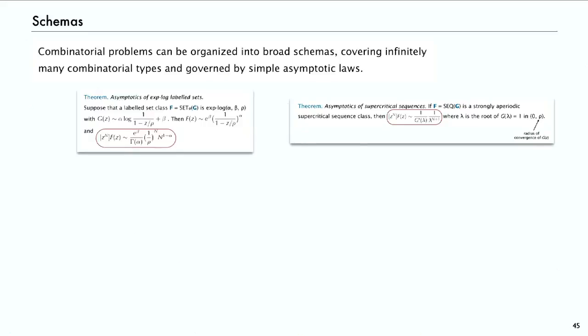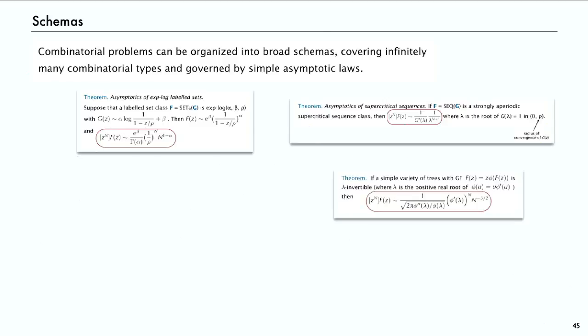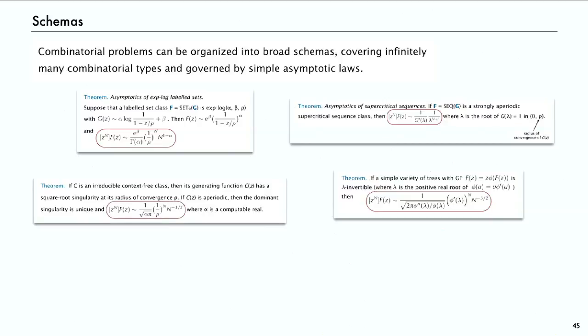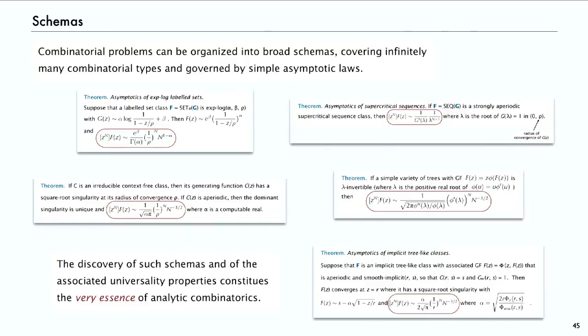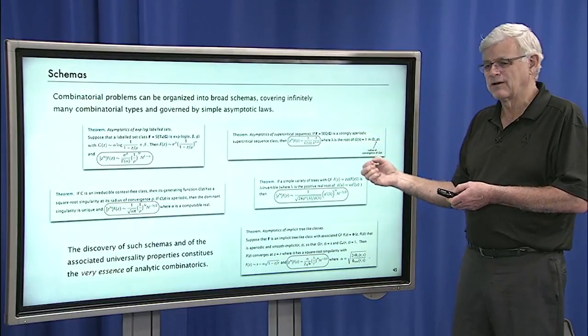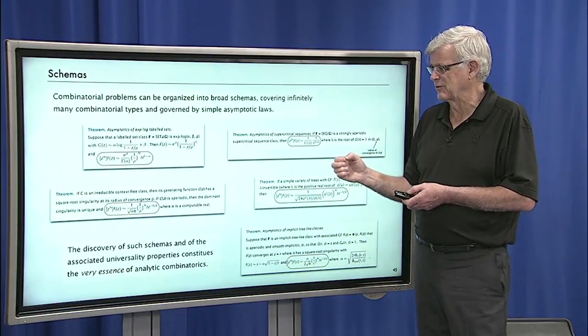Or we look at exp-log. If it's a set, under certain technical conditions, again, we get asymptotics. Or a simple variety of trees where it's recursive, again, certain technical conditions, or context-free, or implicit tree-like classes. These schemas cover a very broad variety of combinatorial constructions, and we immediately have coefficient asymptotics under certain technical conditions. One of the most important aspects of analytic combinatorics is the discovery of schemas like this and the associated universal laws. That's the very essence of analytic combinatorics.